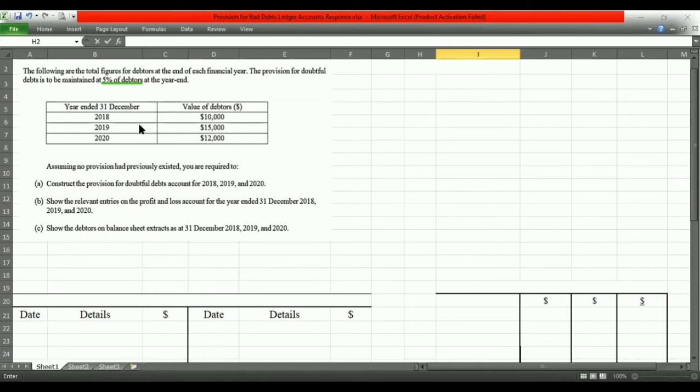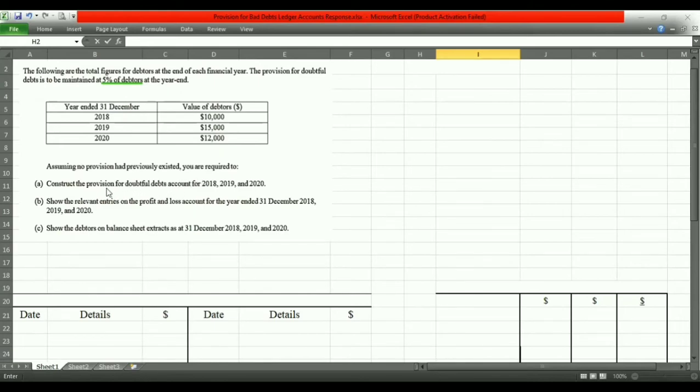For the second year, which is 2019, debtors value is $15,000. And for 2020, the balance for debtors within the books is $12,000. Assuming no provision had previously existed, which means that there's no balance in the account for provision, and this is the first time that the business is creating a provision, which will be in the year of 2018.